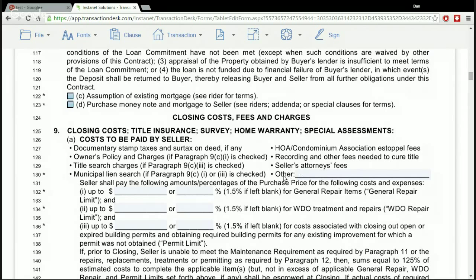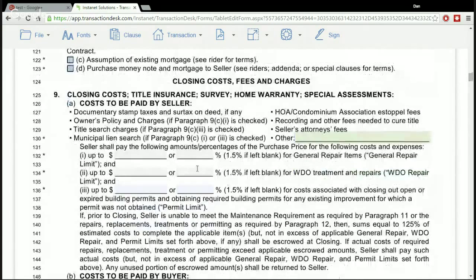Seller's attorney's fees, other. That would be if just anything random, you're able to fill something in there. Now, this is where the contract, there's 2 versions of this contract. This is the full one. We also have an as-is, which is a little bit shorter. This full one, we have some repair limits here.